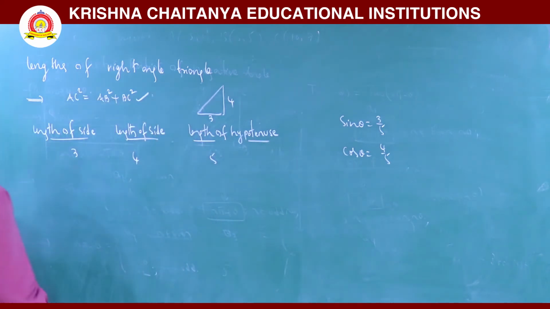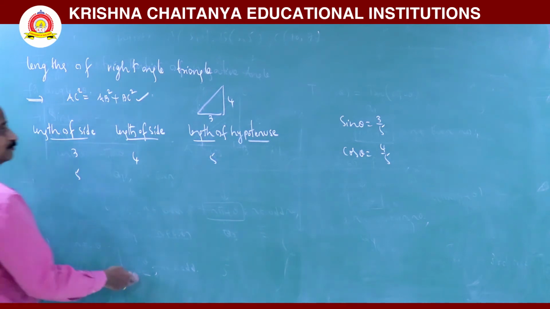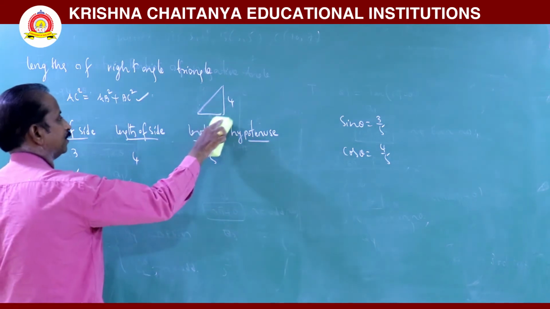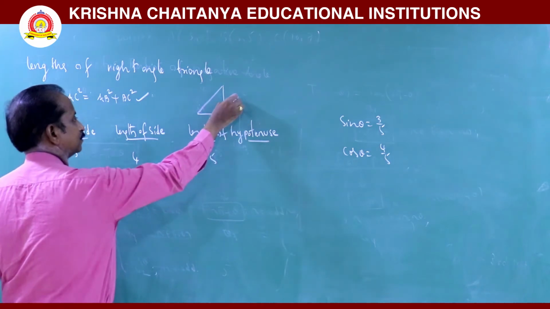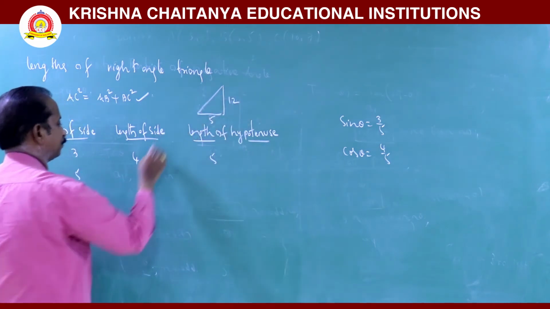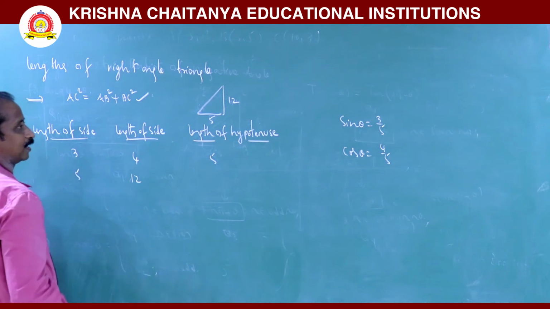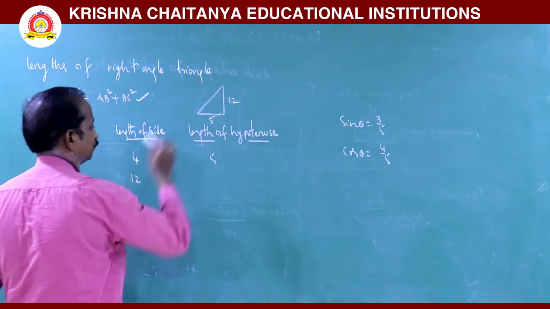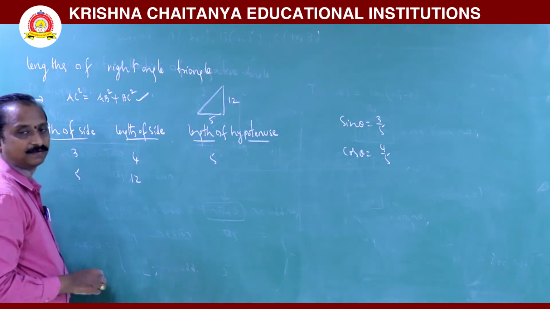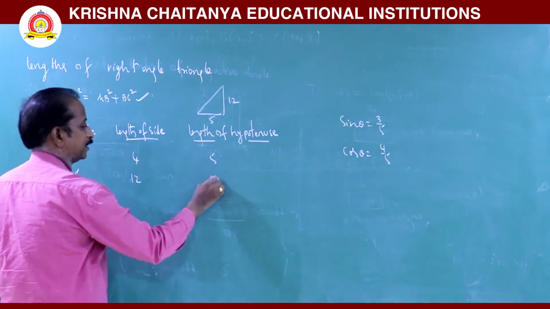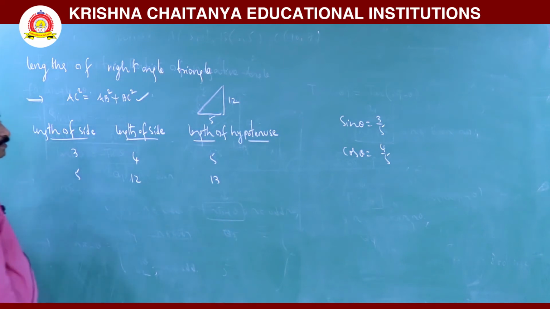Again, one side length is 5, remaining 12. We need the hypotenuse. 5 square plus 12 square, 25 plus 144, is 169. So, the other side length is 13.